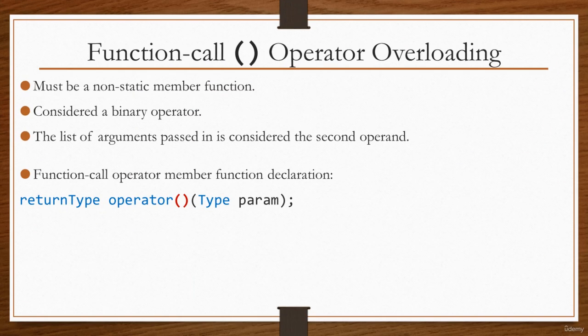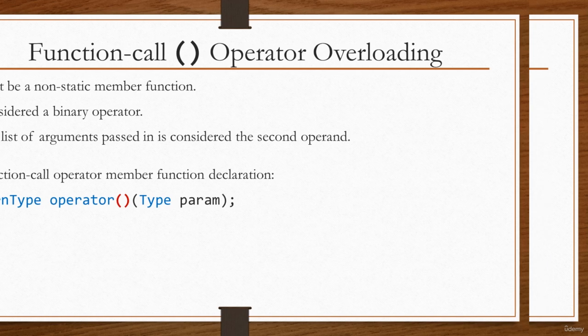Hey, so in this lecture I want to discuss functors or function objects. Now we have discussed how we can overload the function call operator before. It is considered a binary operator, the list of arguments passed in is considered the second operand, and we have an example of the function call operator member function declaration here.